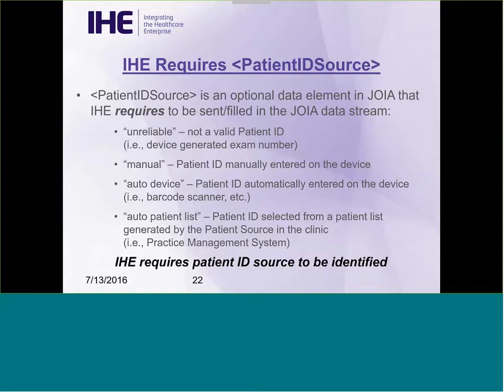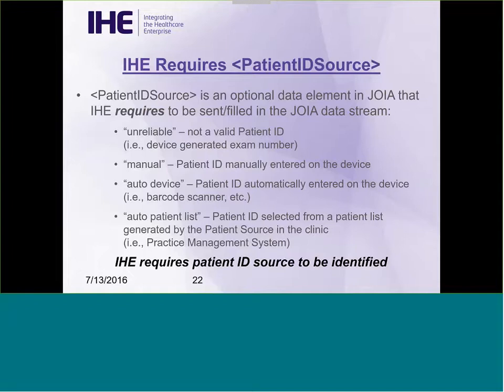So in IHE we actually require the device to fill in that field. We want to say, if you use Joya and you're an IHE-based acquisition refractive measurement device, you have to let us know how this patient ID was obtained, because the bottom line is it's a difficult thing in the workflow. It could be unreliable, like our first workflow we talked about. And typically when it's unreliable, they still have to fill in the patient ID field.